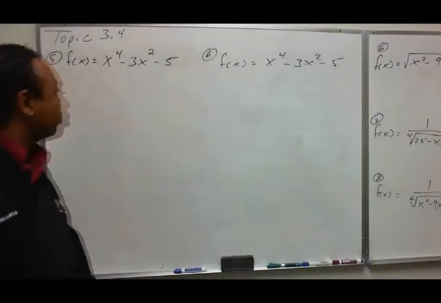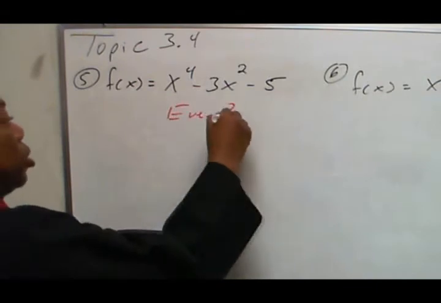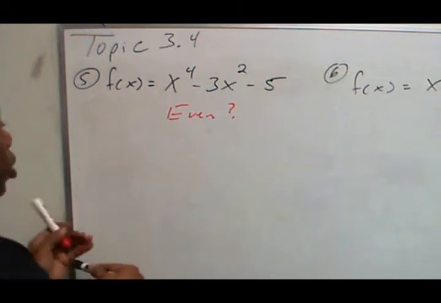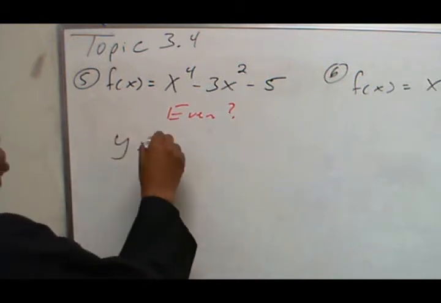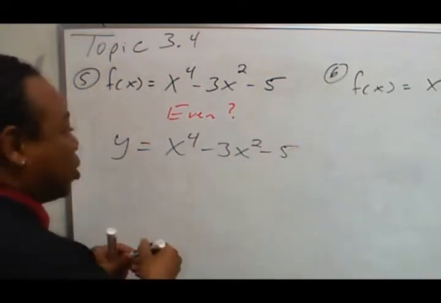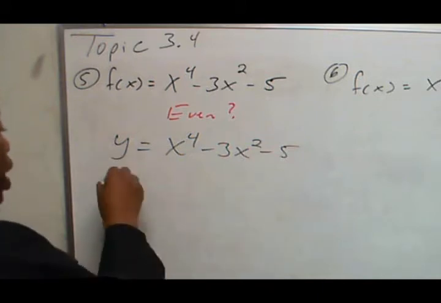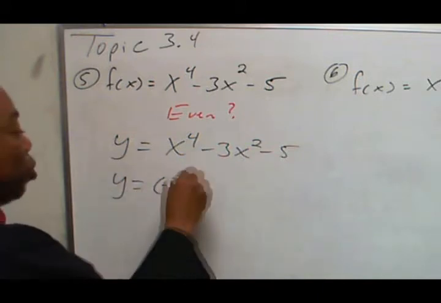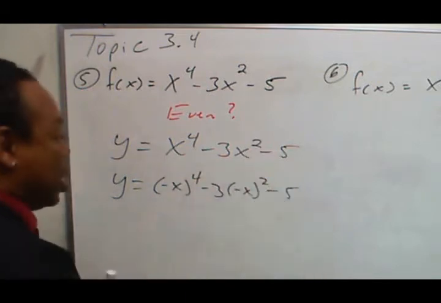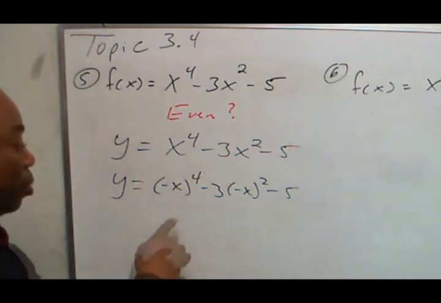Topic 3.4. We want to see if this is an even function or not. I'm going to start off by converting the f of x temporarily to y. We find if something's even or not by making all the x's into negative x's. So now I will change this into negative x to the fourth power minus 3 negative x squared minus 5. Once we change all the x's to negative x's, we then simplify.